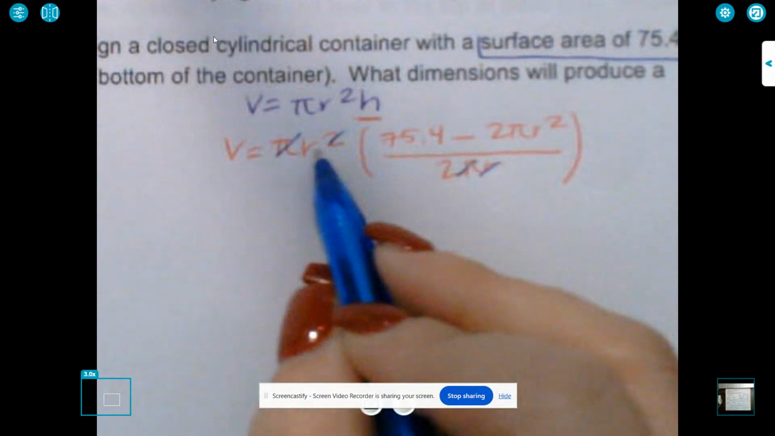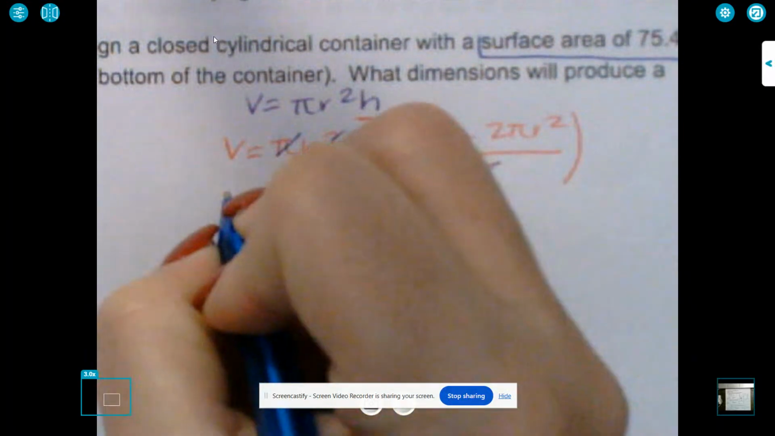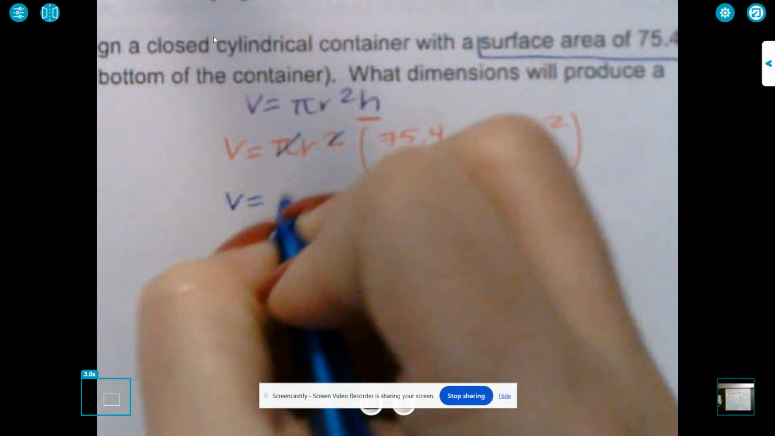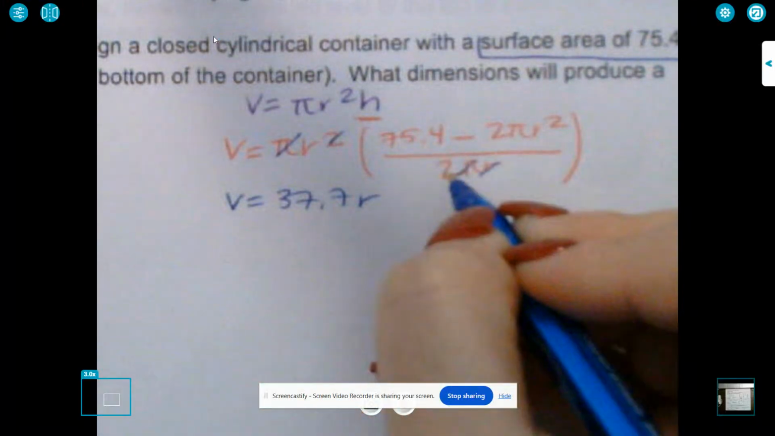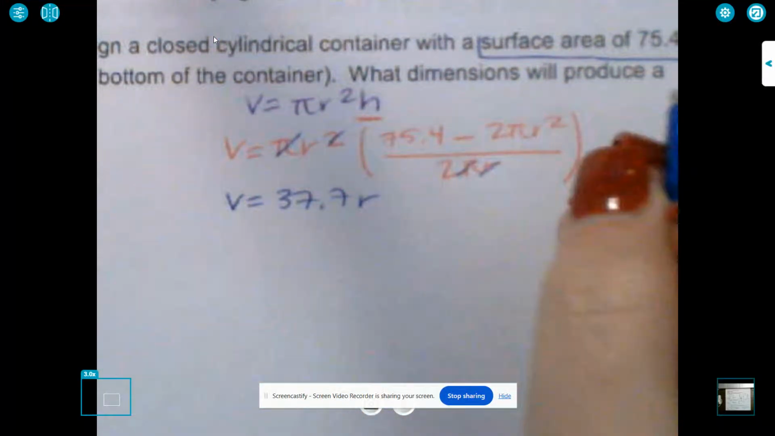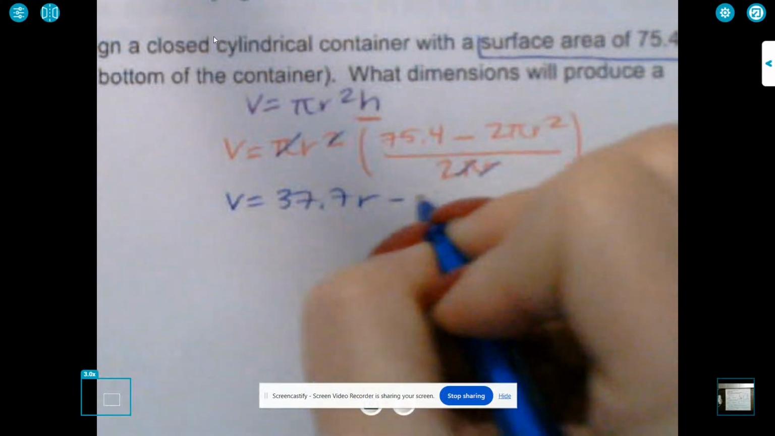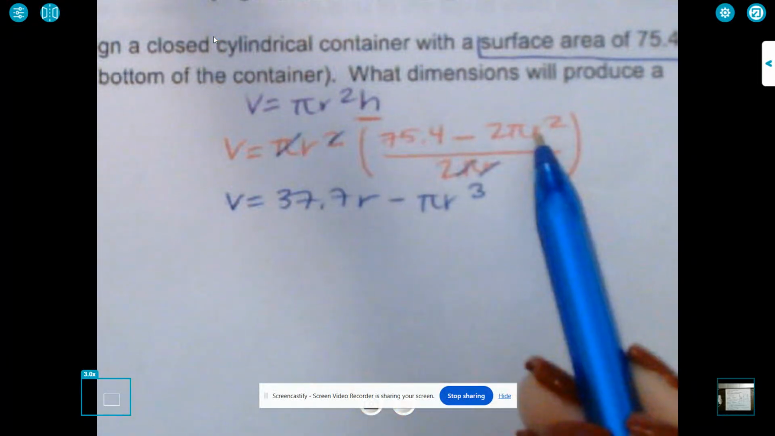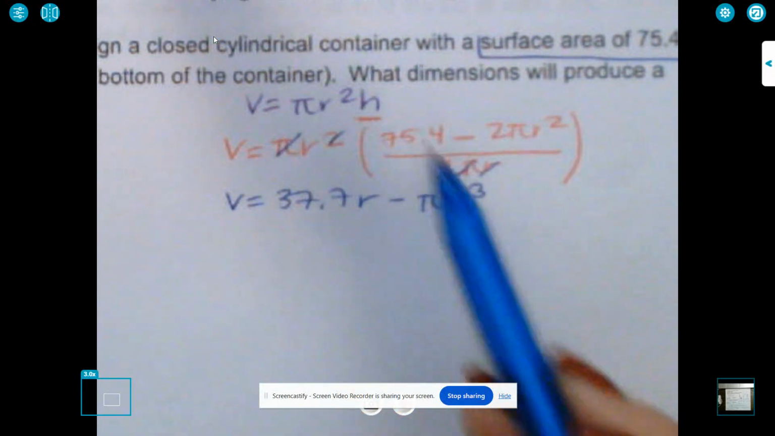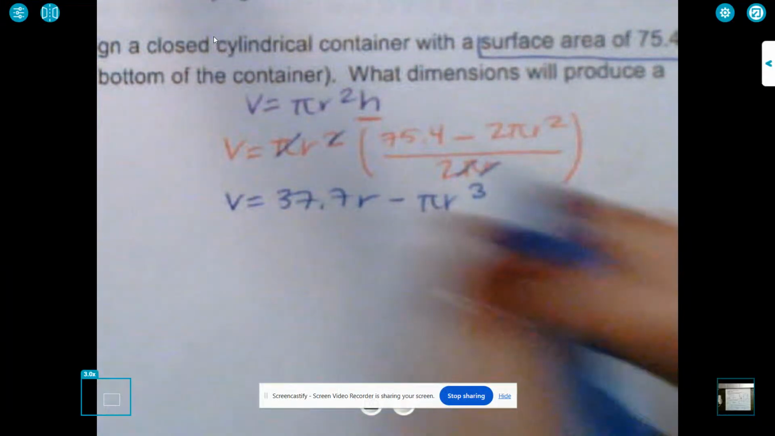Okay, so now I've got r times all this divided by 2. So I'm going to go ahead and get 37.7 r. So that's this divided by 2 times that r, minus, the 2's will cancel here, pi r cubed. So r went to both of these, 2 went into both of these. That's got me here. So now that's way easier to take the derivative of.